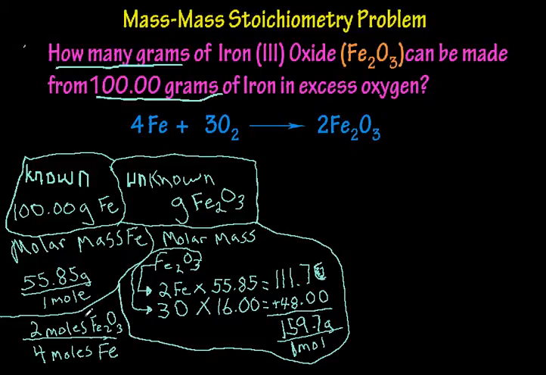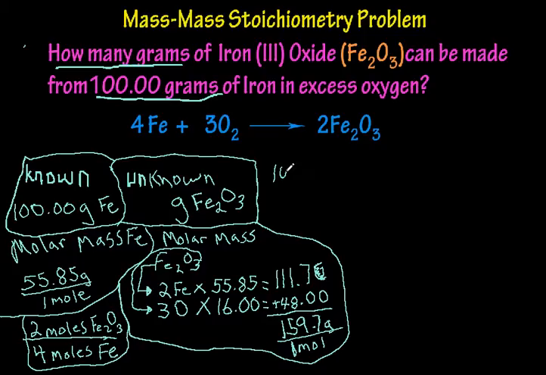So now I've got everything, I can solve this problem, set it up. Remember, this is the magic fraction here, it's important. The other thing that stoichiometry problems all have in common, you start with your given. Remember, 100 grams of iron. So I'm going to make this dimensional analysis expression: 100 grams of iron.